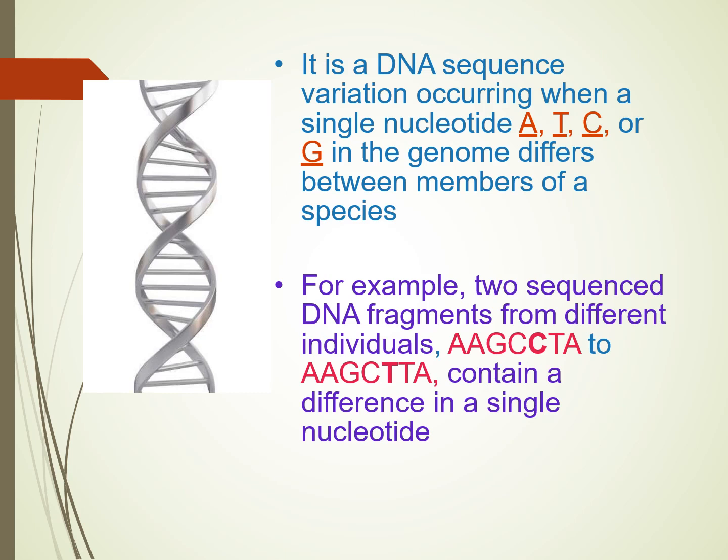Now, in a DNA sequence, variation occurs when a single nucleotide, that is A, T, C or G, in the genome differs between members of the species. Let's take an example. Suppose in some individual the sequence is AAGCCTA, and in some individuals the sequence is AAGCTTA. So here there is a difference of a single nucleotide, which can be termed a SNP. But remember, we can call it a SNP only when this variation is present in at least 1% of the population. Understand?